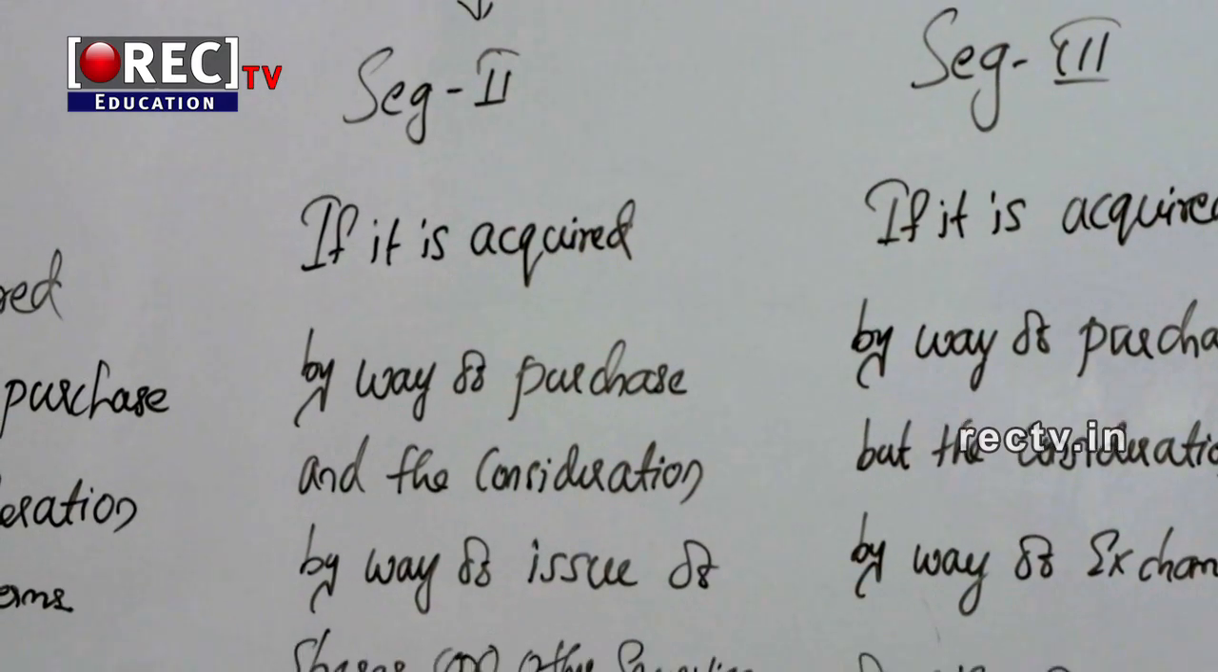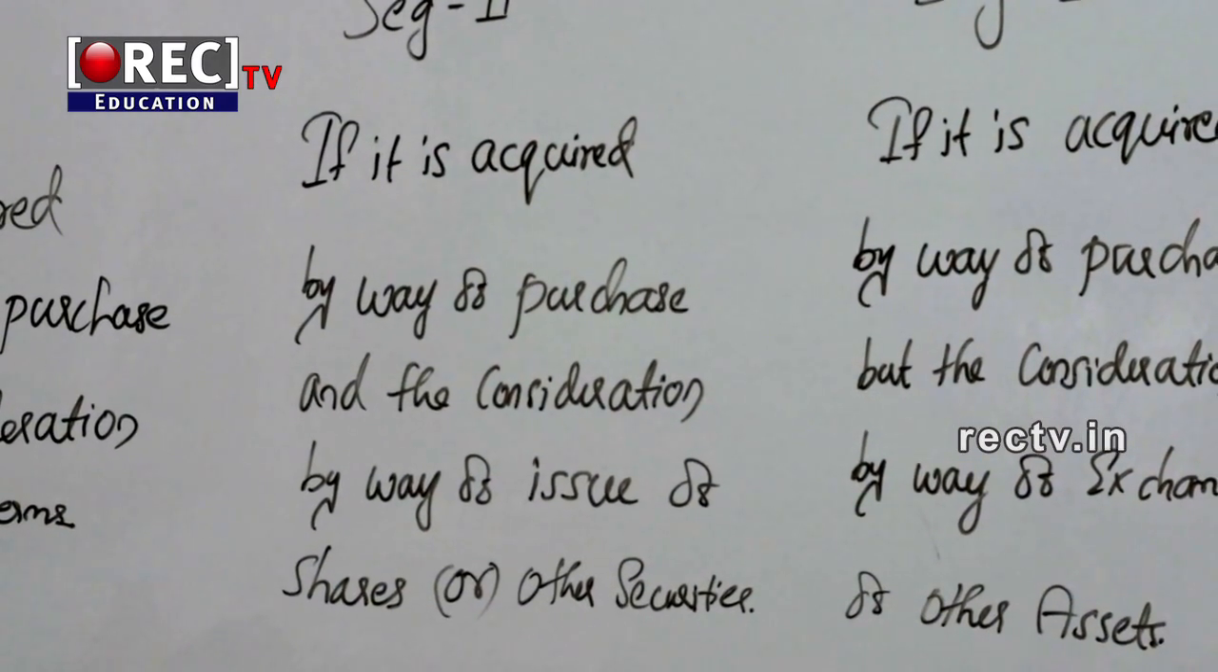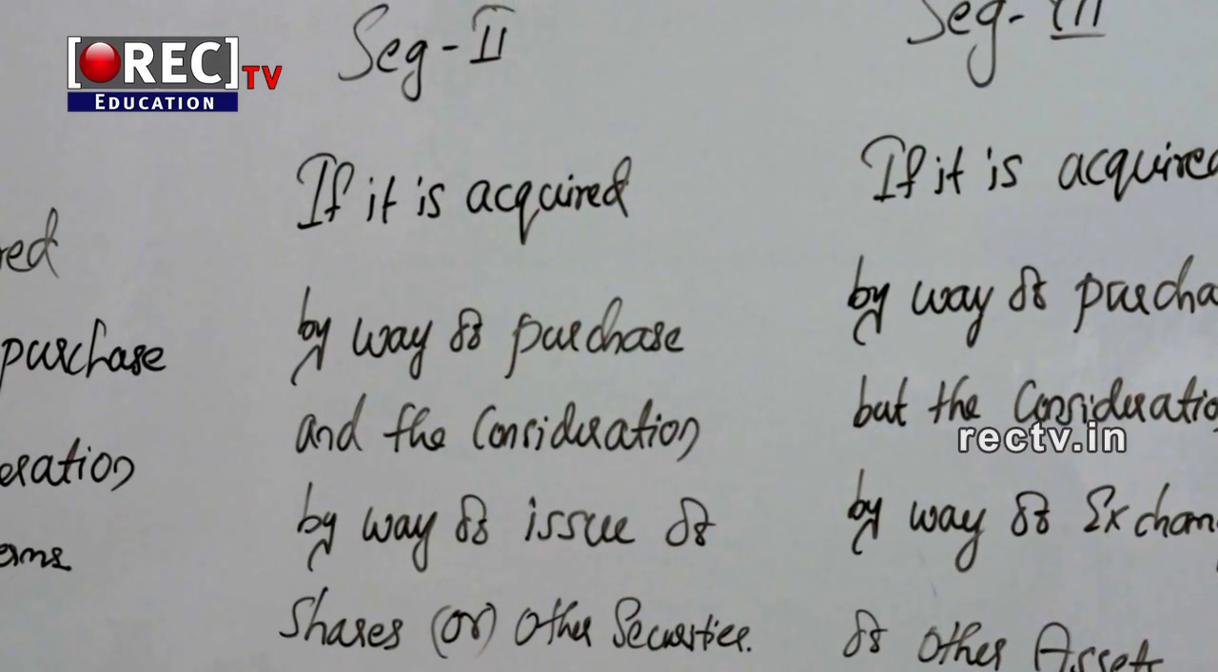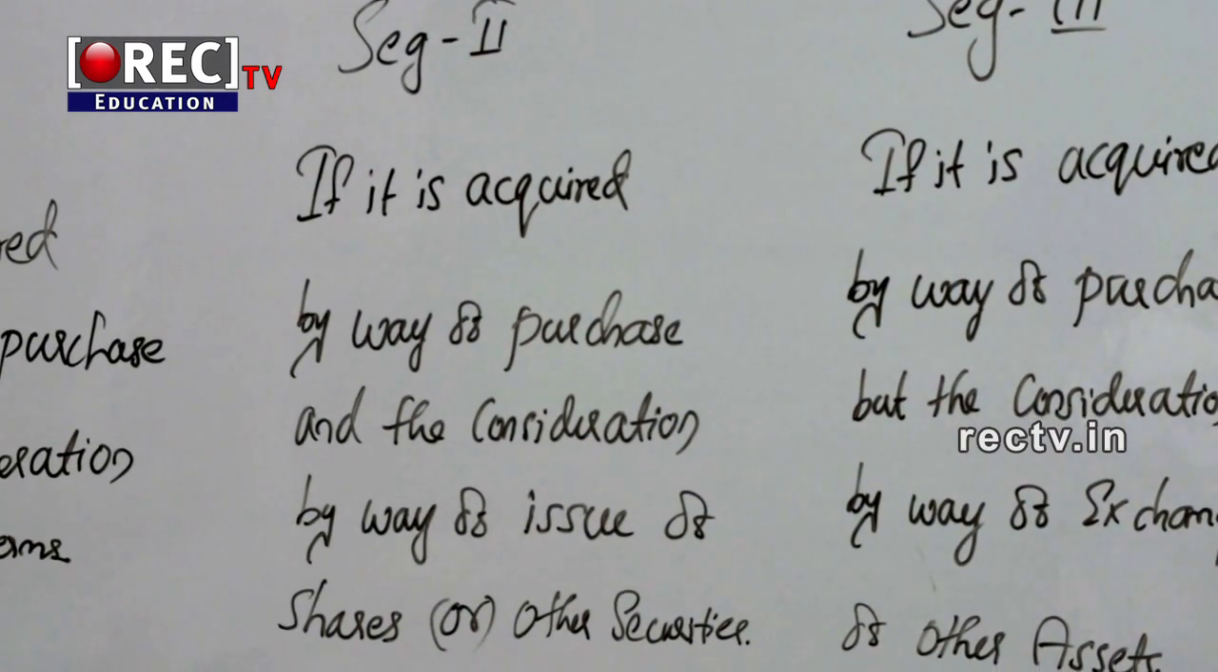Now the next segment is, if the asset is acquired by way of purchase and the consideration is paid by the issue of shares or other securities. Let us study this segment clearly. That is, initial recognition by way of allotment of shares and securities. The asset should be recognized at the fair market value of securities issued or fair market value of fixed asset, whichever is more clearly evident. Note, there is no order in applying the above point. Whichever is more clearly evident should be adopted.